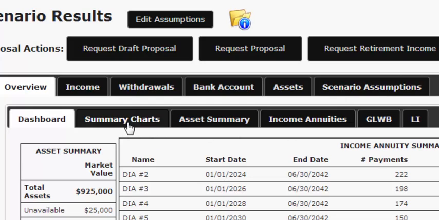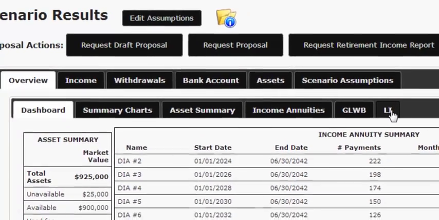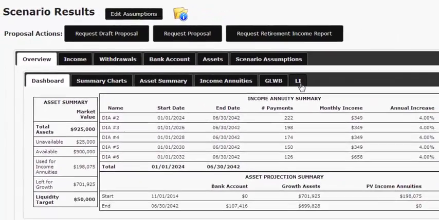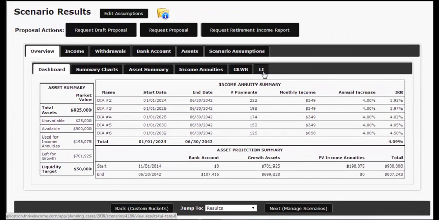Also, different summary charts, asset summaries, income annuities, GLWB, life insurance if there is any, which there is not on this case. But I just wanted to point out that there is significant foundational development of what it takes to produce these final proposals. All of these are the underlying calculations to enable us to have a full professional proposal.